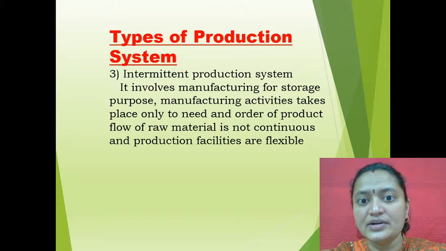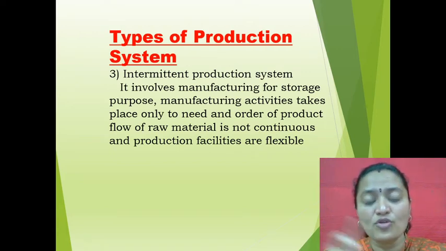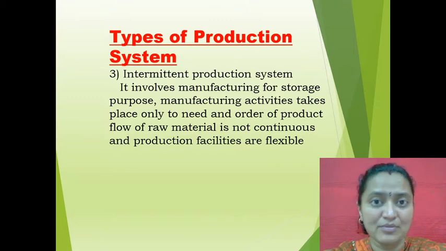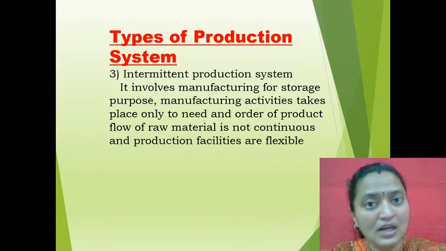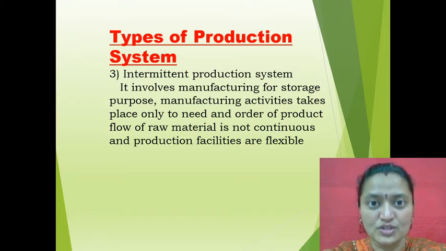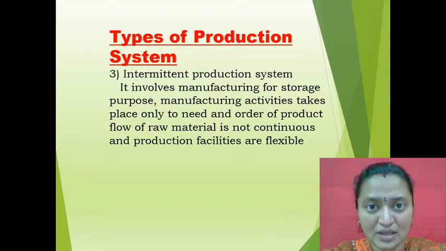Now in this intermittent production system you need to remember that the manufacturing process is used for the storage purpose, and the flow of raw material is not continuous. When we compare the continuous production system and this type of production system, what had happened in the continuous production system? Whatever the raw materials or facilities which were used for manufacturing purpose, it was a continuous flow. Continuous means what? It was a never ending process.